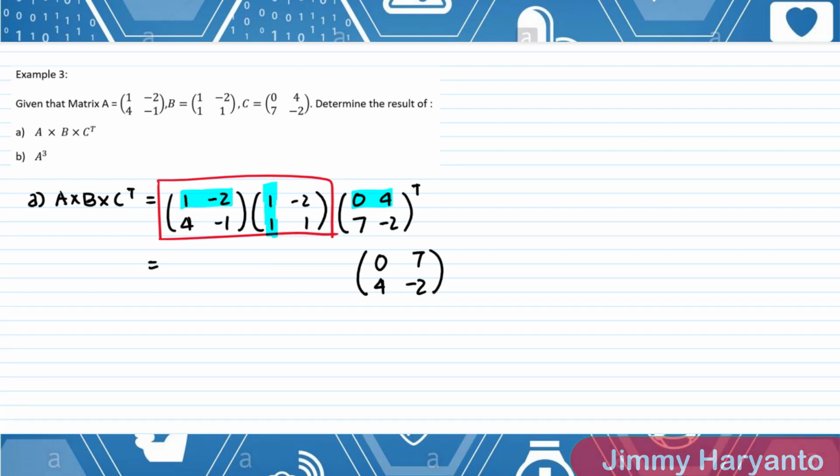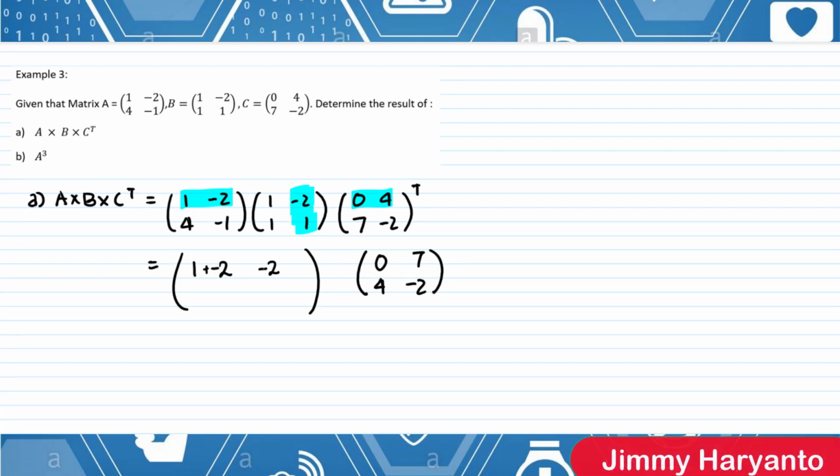Row times column. For the first one, row times column. 1 times 1, 1 times negative 2 equals 1 plus negative 2. So this is the first row times the first column. And then the next is the first row times the second column, negative 2 plus negative 2, just like that. And then the first row is done. Now we go to the second row. The second row times the first column, you will get 4 plus minus 1. And then the second row times the second column, you will get negative 8 and then minus 1.